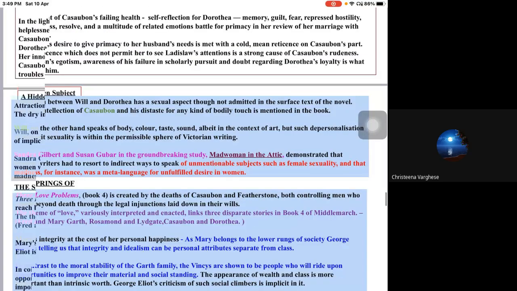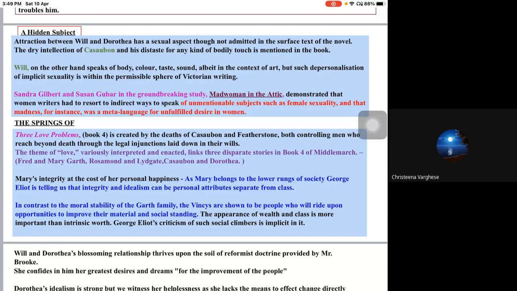Then a hidden subject. The attraction between Will and Dorothea has a sexual aspect, though not admitted in the surface text of the novel. The dry intellection of Casaubon and his distaste for any kind of bodily touch is mentioned in the book. So he doesn't like anybody touching him, which is a contrast as far as Will is concerned. Will Ladislaw, on the other hand, speaks of body, color, taste, sound, albeit in the context of art. He talks about it not with explicit sexuality, but in the context of art. But this was the only way in which, during the Victorian times, a writer could talk about sexuality, because it was always implied. It was never written explicitly.